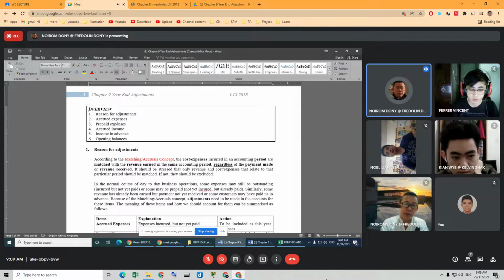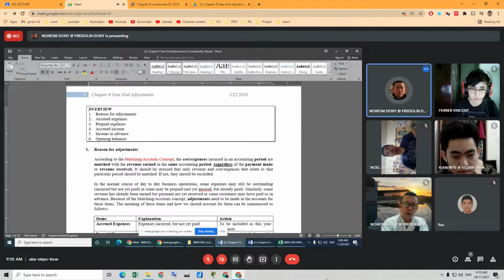So we have to do adjustment. Adjustment is we have to reduce that income so that we only record income meant for the current year. That is income in advance. Then, resulting from the accrued expenses, prepaid expenses, accrued income, prepaid income, income in advance, same meaning.